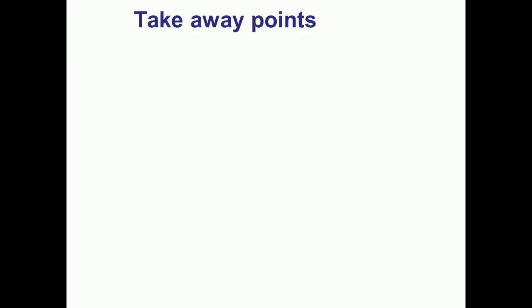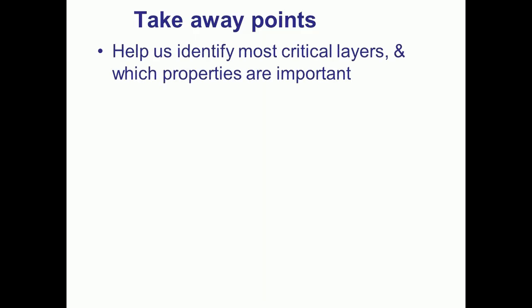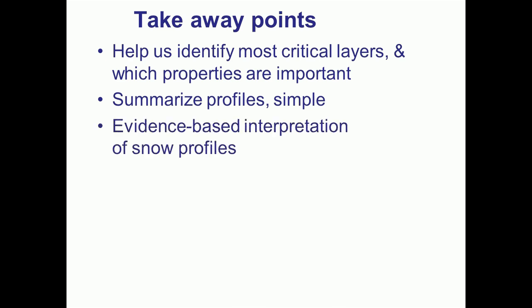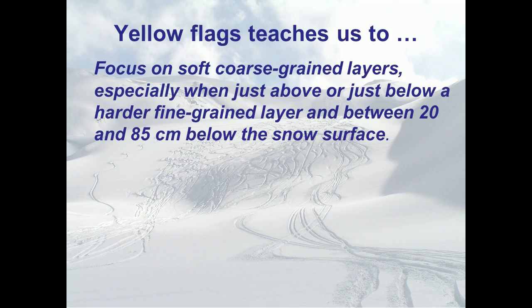In summary, the yellow flags method helps us identify most critical weak layers and which properties are important. It is a simple way of summarizing individual snow profiles. It can be used for teaching snow profile interpretation and is based on evidence. As a training tool for snow profile interpretation, the yellow flags method teaches us to focus on soft, coarse-grained layers, especially when just above or below harder, fine-grained layers between 20 and 85 centimeters below the snow surface.